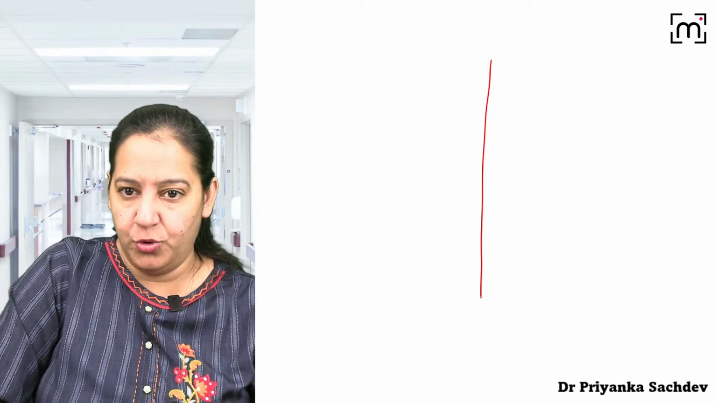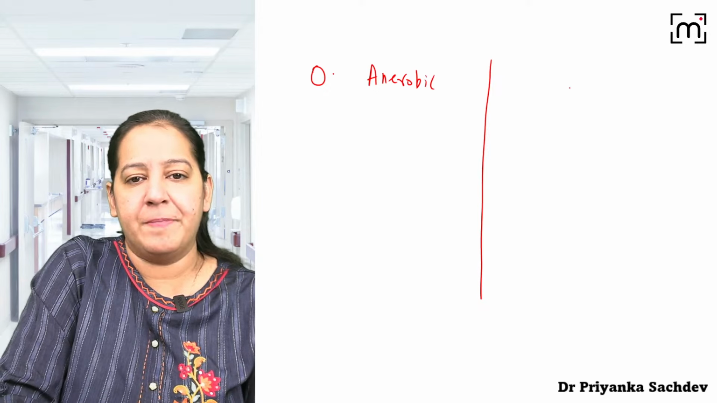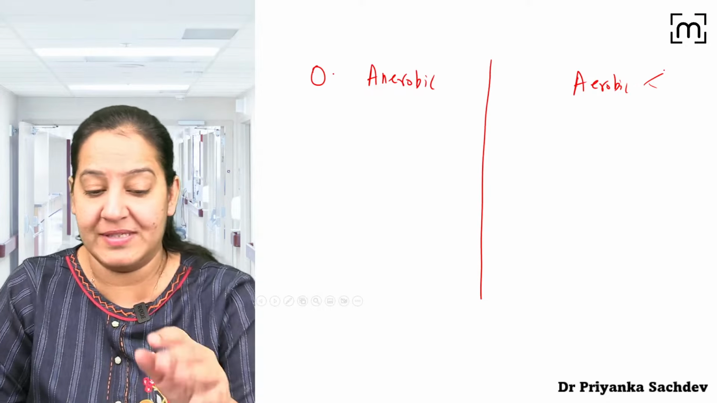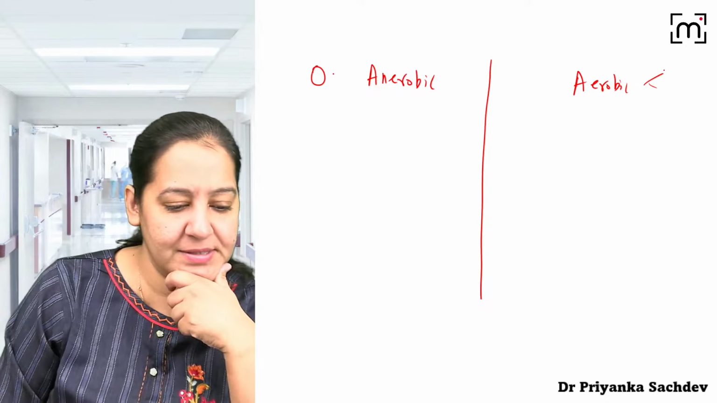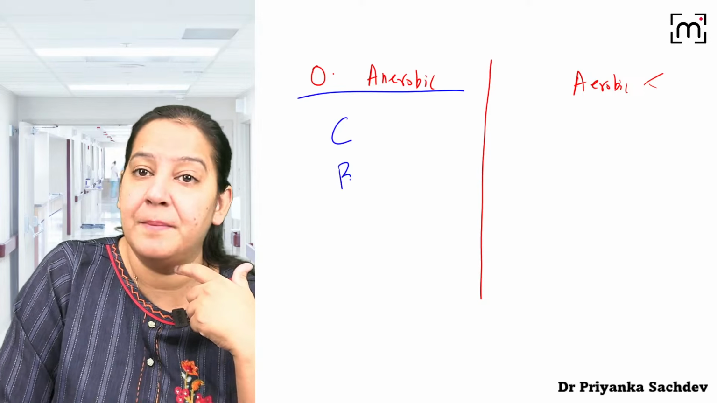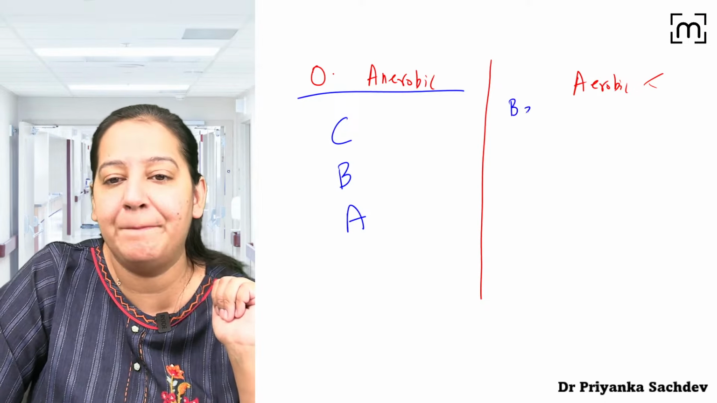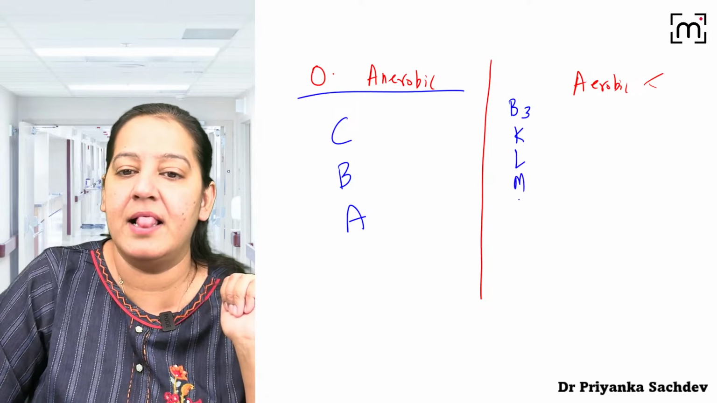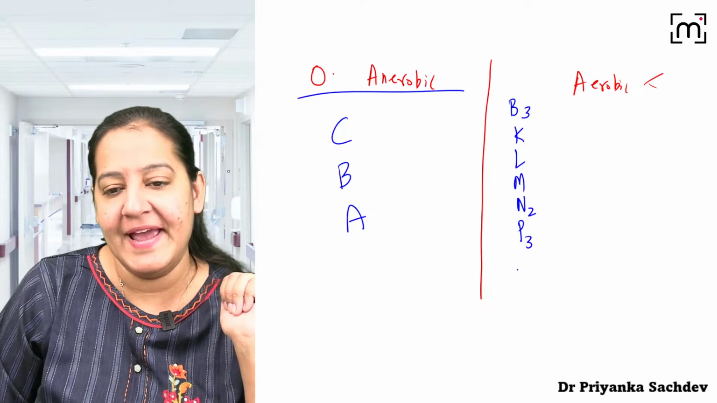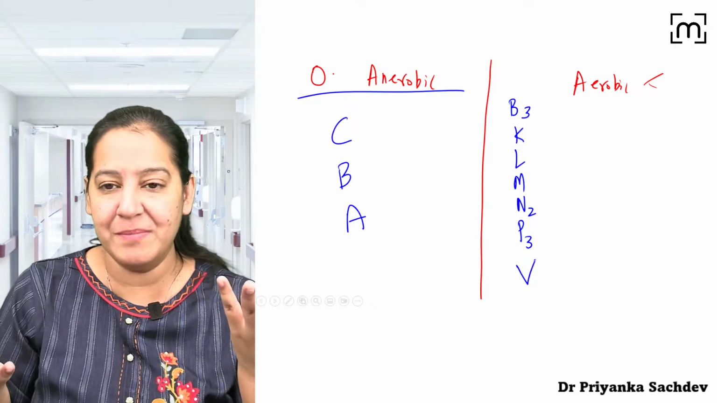Let me tell you the two mnemonics together: obligate anaerobic bacteria and aerobic bacteria. For aerobic I am considering both facultative as well as obligate, not only one. Can you tell me the mnemonics? Obligate anaerobic bacteria: can't breathe air. And aerobic: B3, KLMN, no O but triple P, 2 N's and triple P, and in the end V. So you can try saying the full forms based on this.